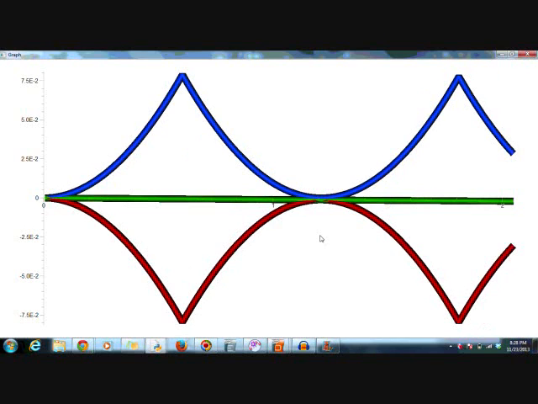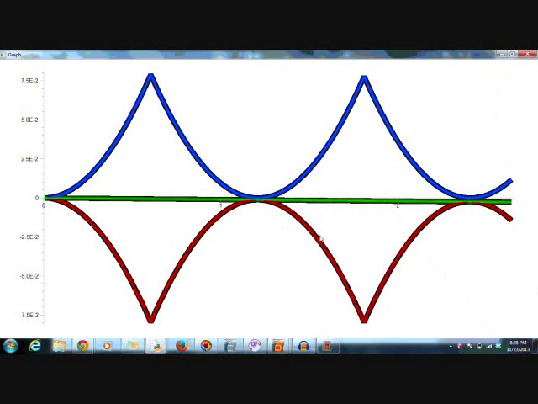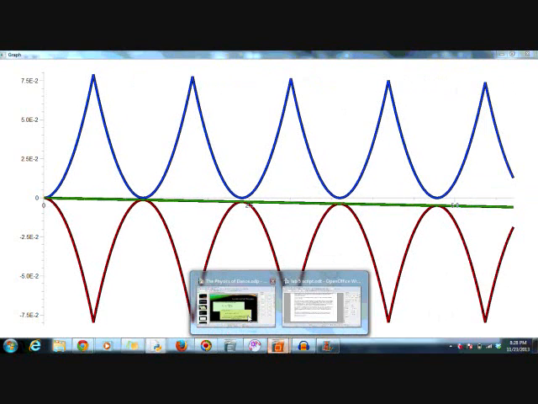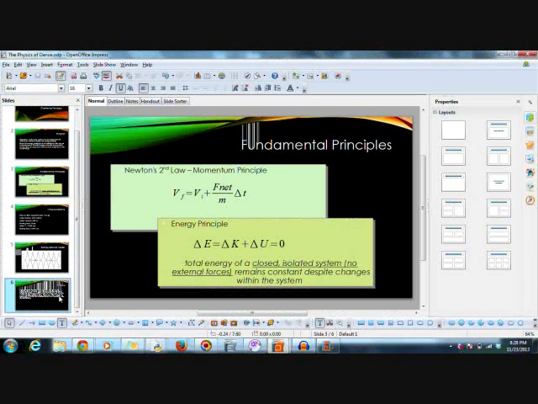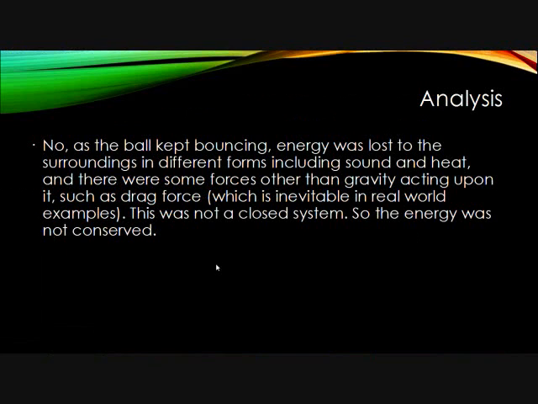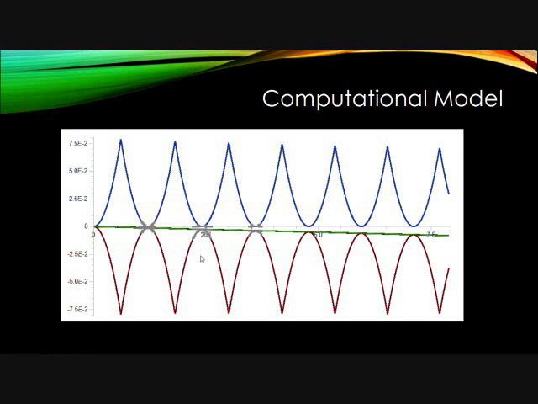As a result of my computational model, I have found that the energy principle was not satisfied since there were external forces acting on the object because it was not a closed system. The energy principle states that energy is conserved and the sum of the total energies is constant only if there are no external forces acting on the object, or if the object is in a closed system.